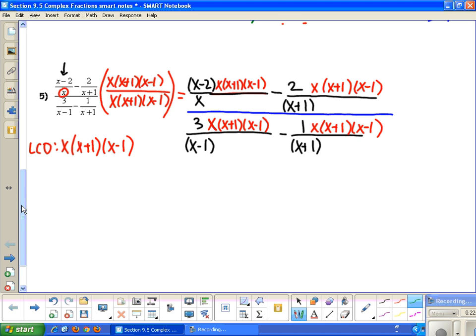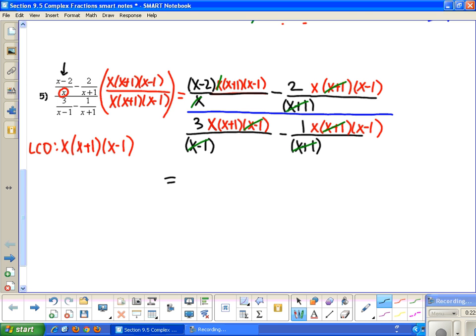So since this x is being multiplied here and this is not added or subtracted anything, we can cross those off. So those cancel out. X plus 1 and x plus 1 cancels out here. X minus 1, x minus 1, and x plus 1, and x plus 1. And again, the reason we did that was so that we don't have to work with any denominators anymore.